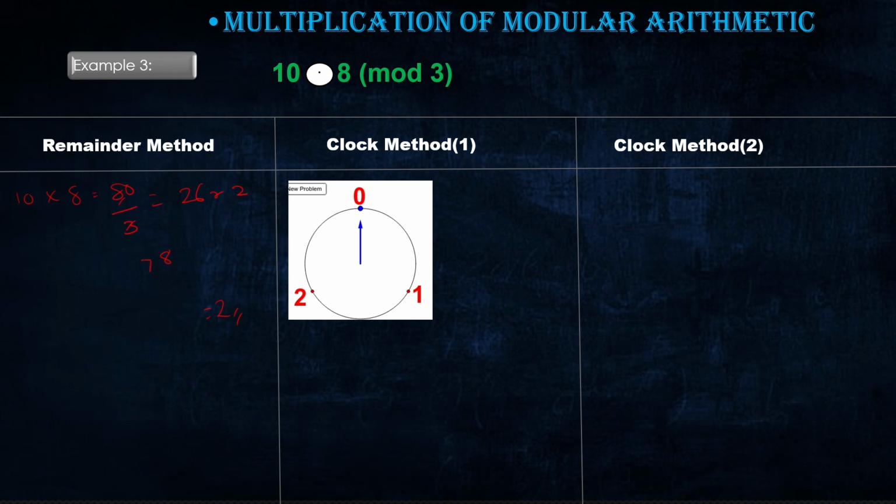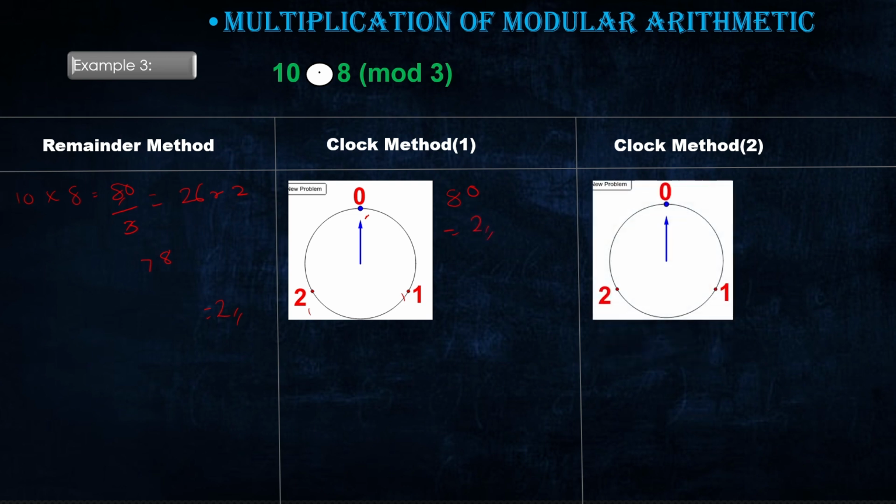Then for this 80, 10 times 8 is going to go around the clock 26 times, and then it will be here 1, 2. We have 2. Then clock method 2, value of 10, value of 8. Value of 10 will be 1, value of 8 will be 2. Then if you use your clock, our answer will be 2. Then you can say 2 divided by 3 is 0 remainder 2. So our answer is 2.